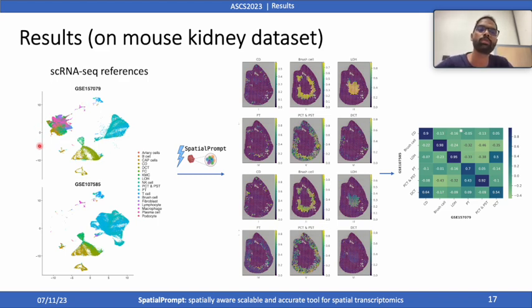reference datasets from two different environments and two different technologies. We performed spot deconvolution on the mouse kidney dataset. We can see the spatial distribution of the major six cell types, and we get very similar results using both references. These are the Pearson's correlation coefficients. For this CD we get around 0.9 Pearson's correlation, and 0.98, 0.95. These results show the method is very robust.